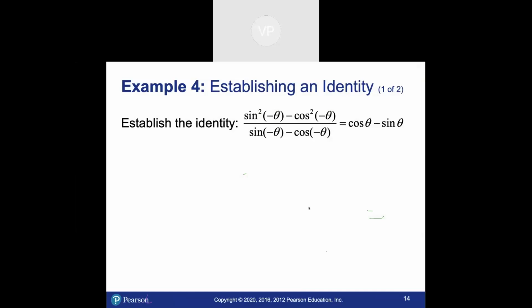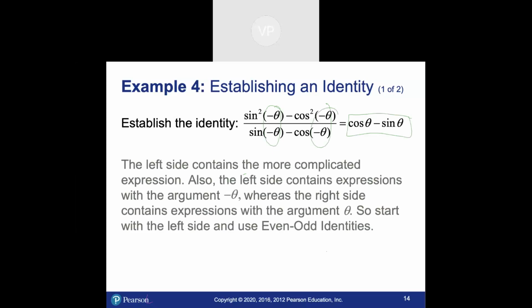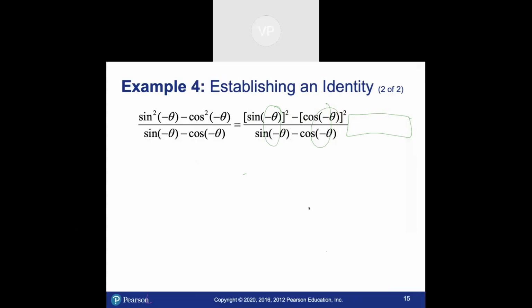Okay, so another identity here, another one of these negatives. We have to prove that this whole expression, this fraction on the left, is equal to cosine minus sine. As I said earlier, let's start with the more complicated one. Now the first thing is, notice our answer has regular thetas, no negatives. So one of our early steps, if not the first step, is we need to get rid of all these negative thetas. We can't have these because we need to end with those right there.